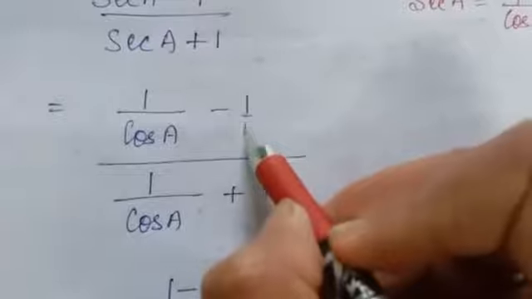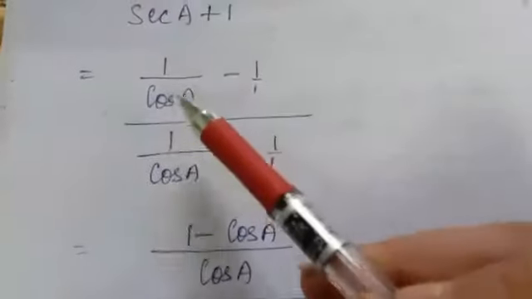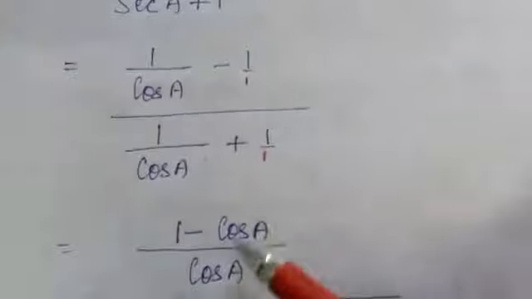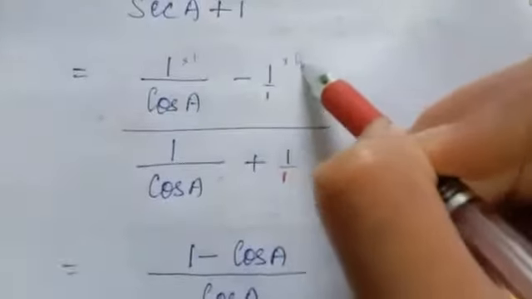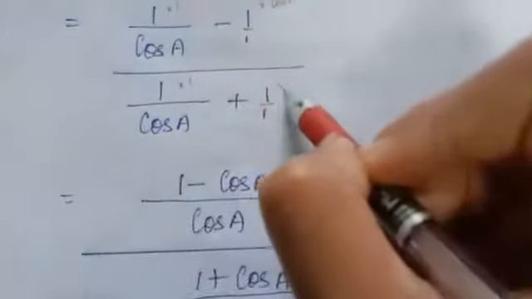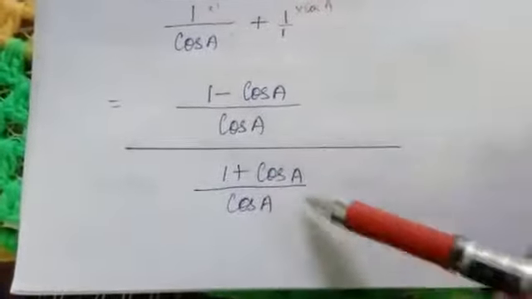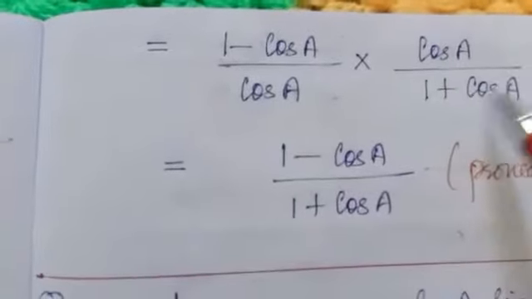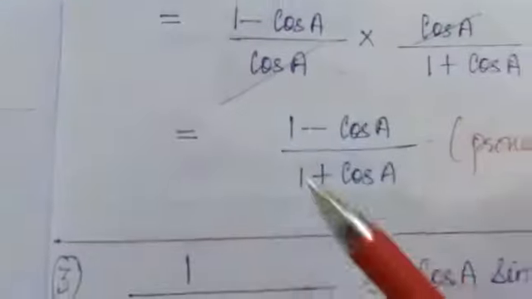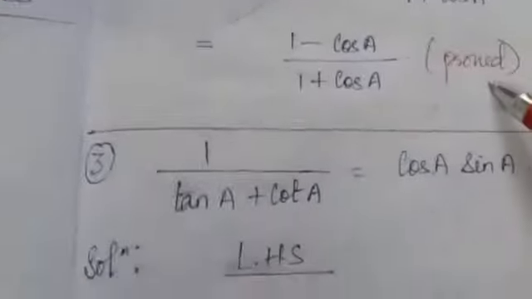Here you add 1, then take LCM. LCM of cos a and 1 is cos a. So here you have to multiply by 1, and here you have to multiply by cos a. Similarly, denominator also into 1 into cos a. You'll get this line. After that you write this in the numerator, write its reciprocal. 1 minus cos a by cos a into cos a by 1 plus cos a. Cancel this cos a, 1 minus cos a, 1 plus cos a. See right hand side, it is proved.